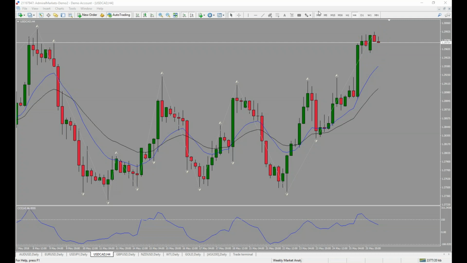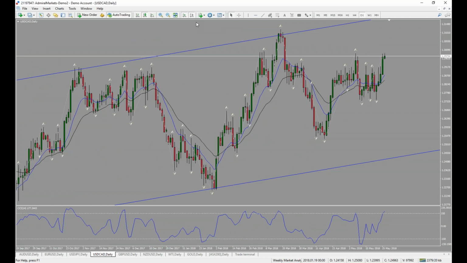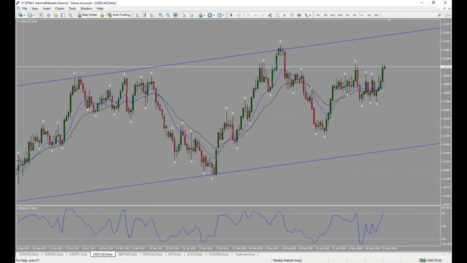I did step into a 4-hour to have a look at that. I was just trying to see if I could find another trade. So US CAD, let's just wait until we get to this level, and then that's a trade we're really looking for. Nothing else to say on this one.